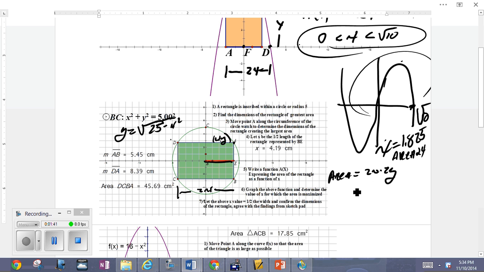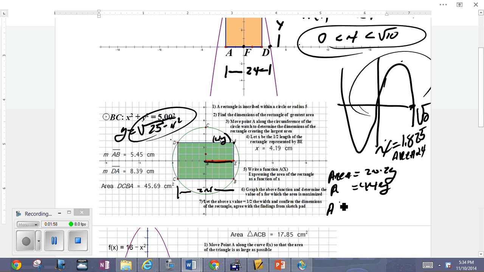Which means 4xy. But there again, that's not a function because it's not exclusively in terms of x. So we can then enter this as our y value. Then we get the area as a function of x is equal to 4x times the square root of 25 minus x squared.